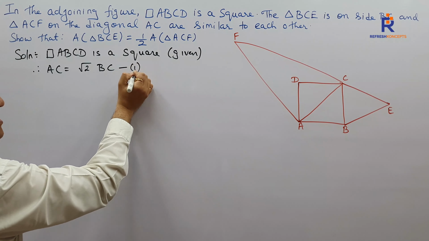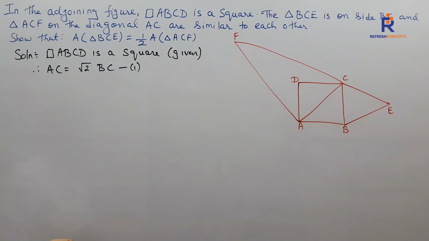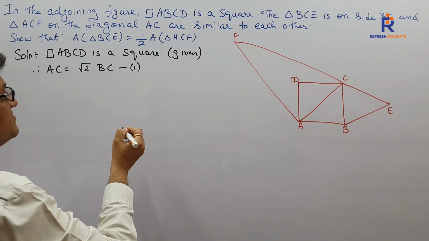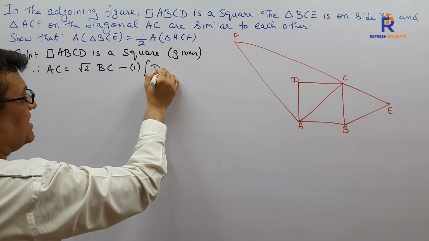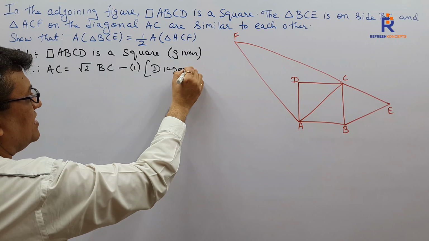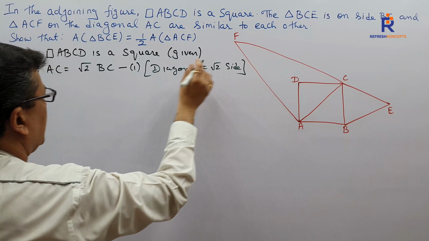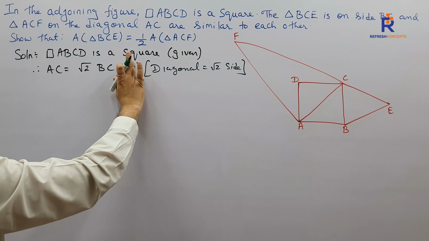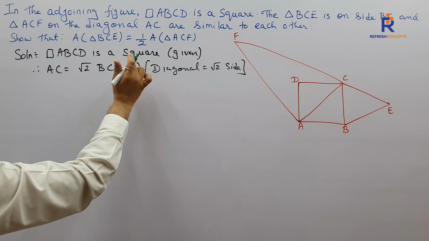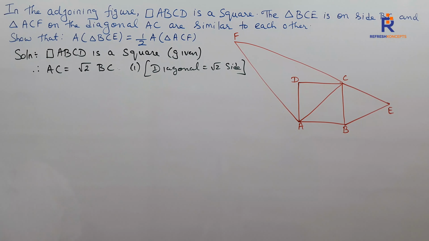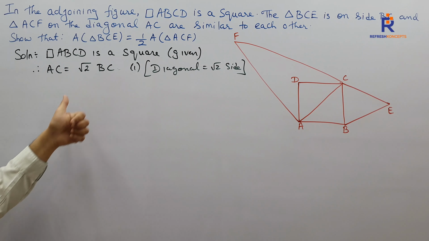By applying this particular knowledge, we are more or less done with our sum. What makes me say that? I'll just tell you the answer. Diagonal is root 2 times side. Instead of giving this as equation number 1, you can write AC is root 2 BC, or you can say AC by BC is root 2 by 1. You can take this also.